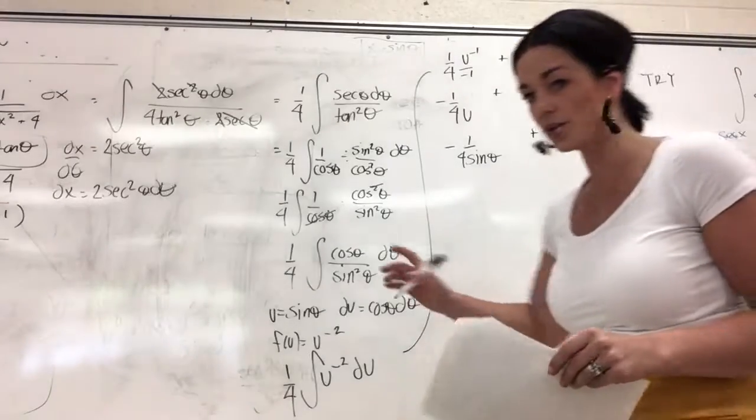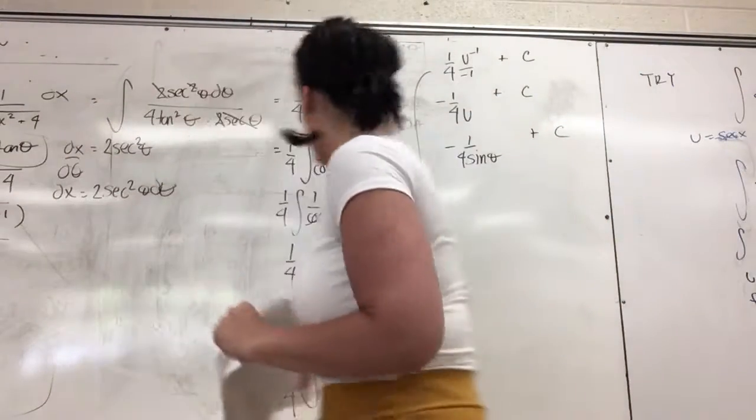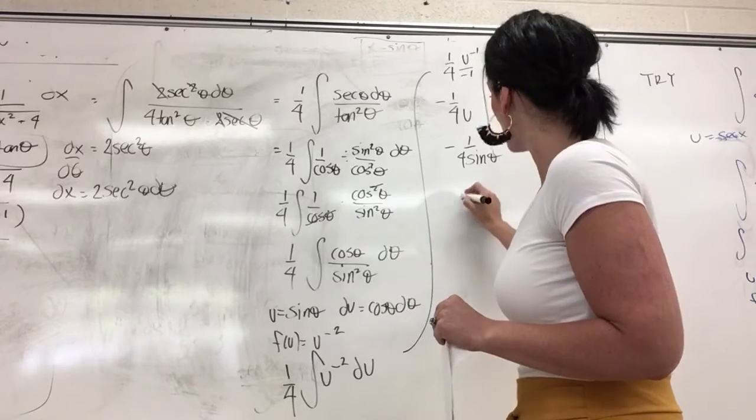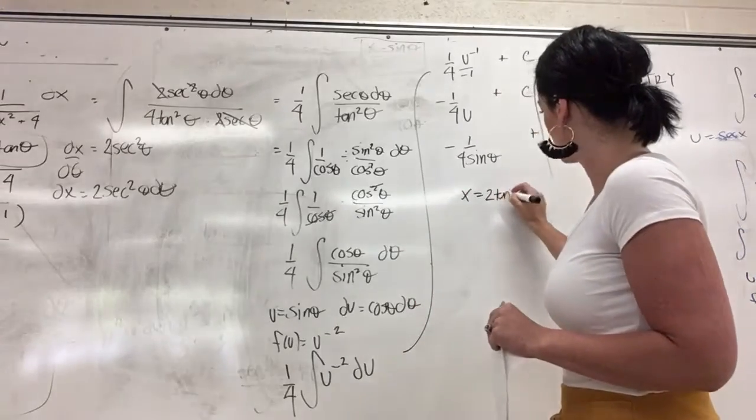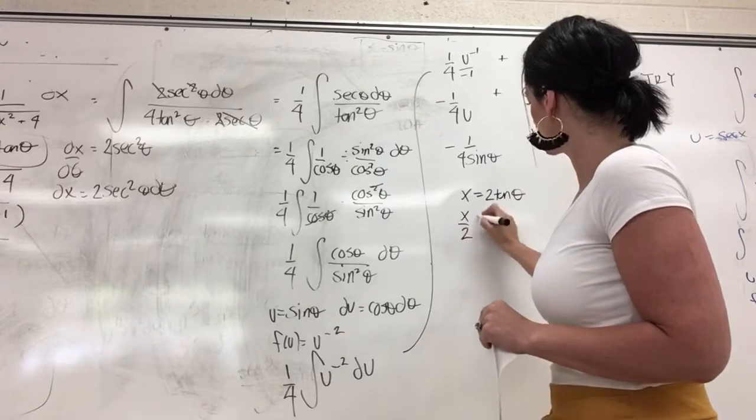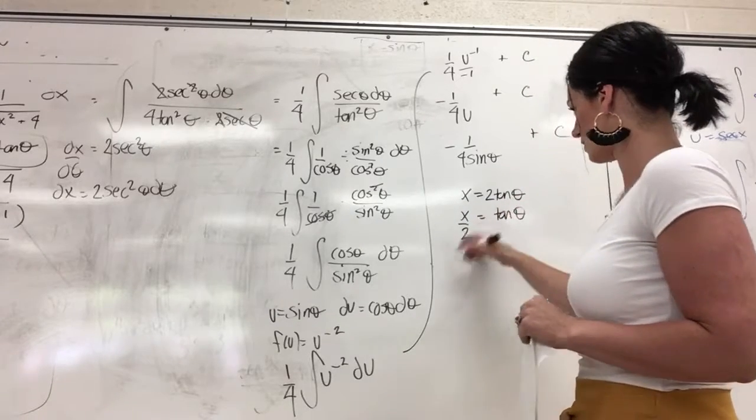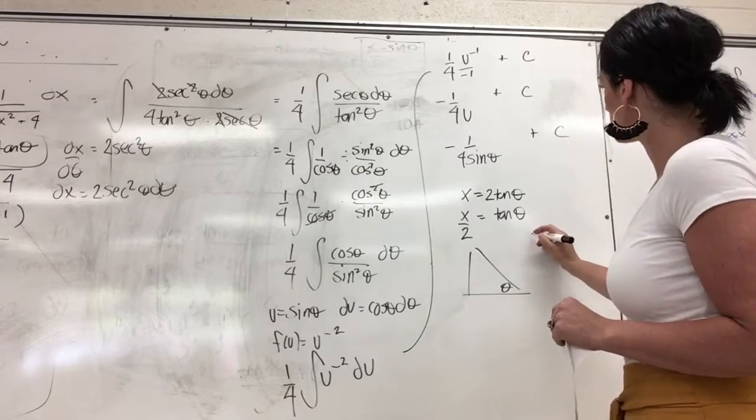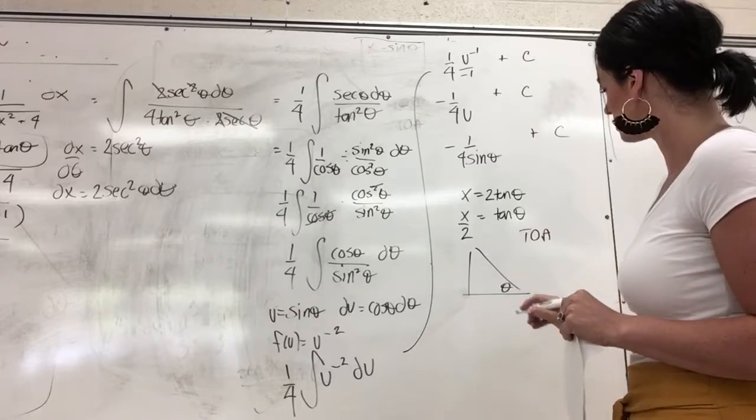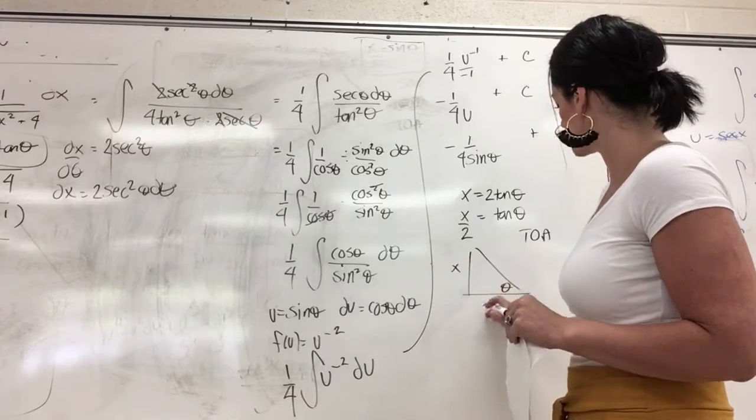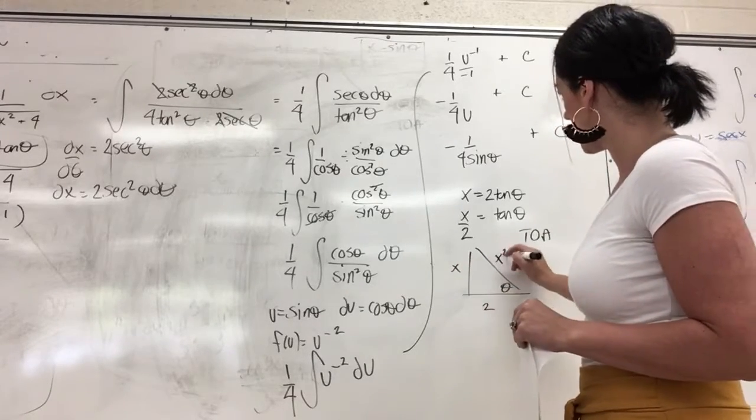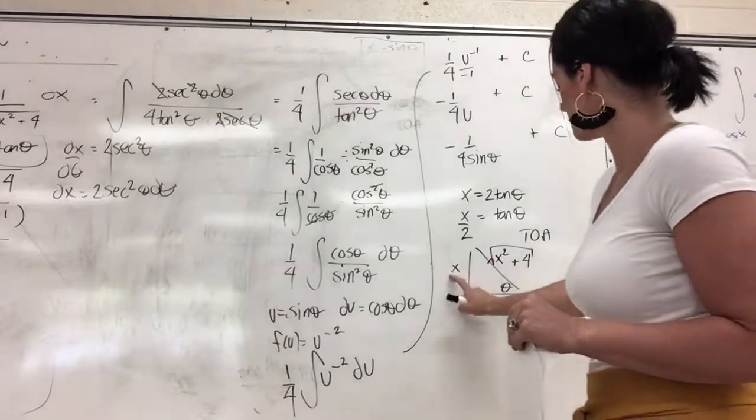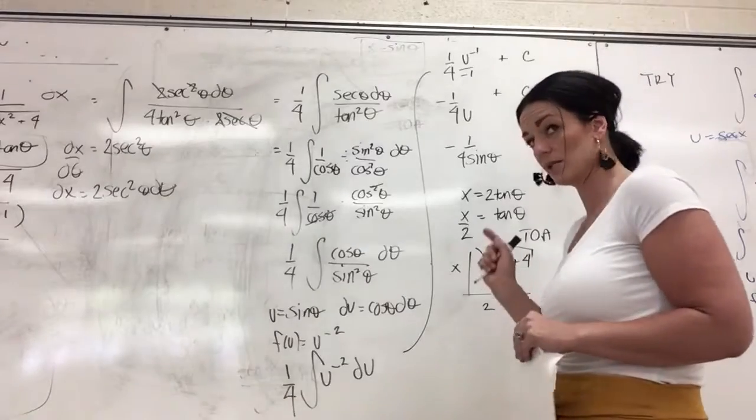Having said that, my question way over here started with x's, and now I have thetas. So this is when I make my triangle. I go right back to x equals 2 tan theta. Let's just rearrange it. X over 2 equals tan theta to isolate for the trig identity. We're going to make a triangle. Here's my theta. Tan is opposite over adjacent. So then I figure out what goes here: the square root of x squared plus 4, because a squared plus b squared equals c squared, but this is c, so we need to square root it.